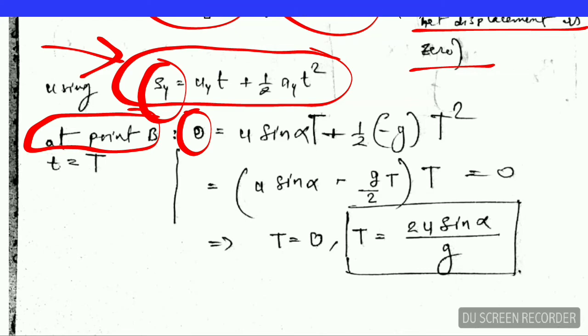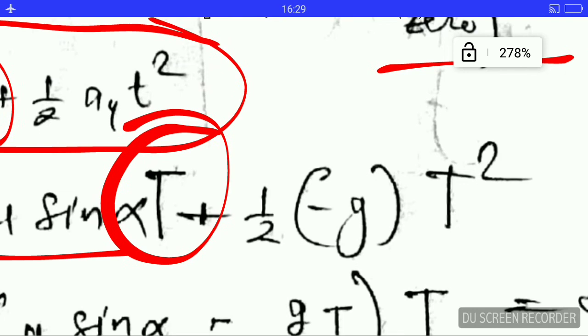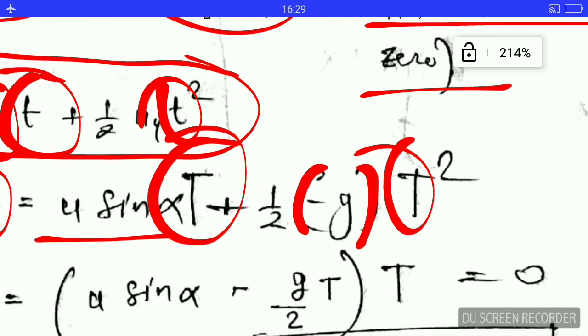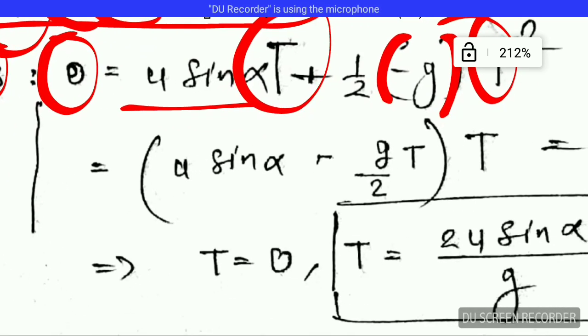The initial velocity along the y direction is u sin alpha. T will be the time of flight, because the particle went up and came down, so the time it took is the time of flight. Then ay is minus g. T is again the time of flight, so we have plugged in the values, then simply solved it further.